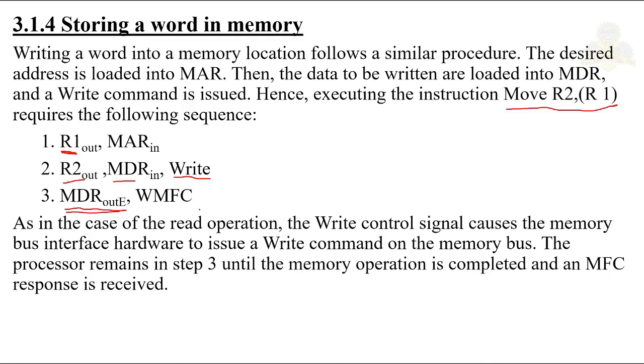So why do we need this memory function complete signal? That is because your processor will understand whether the read or the write operation is complete or not. Okay. So it is said here the processor remains at step 3 until the memory operation is completed, and then the MFC, wait for memory function complete, response is received. Okay, getting it?